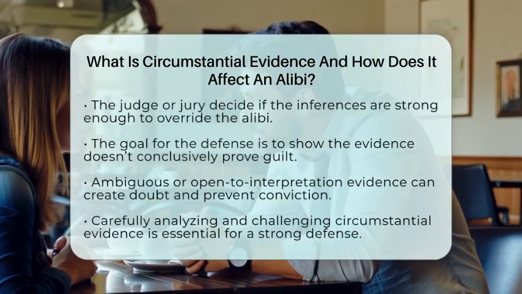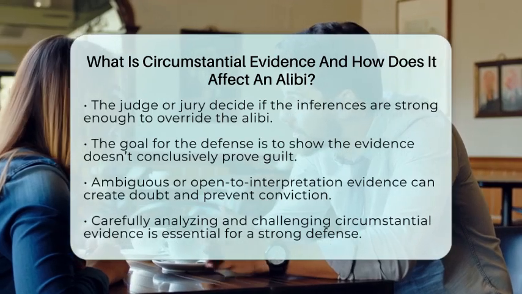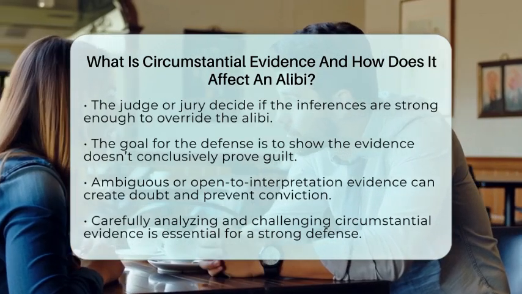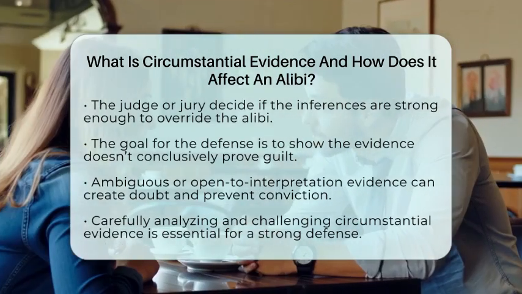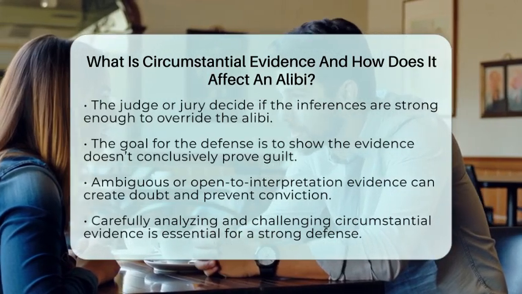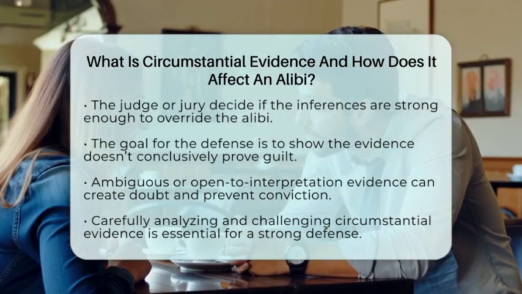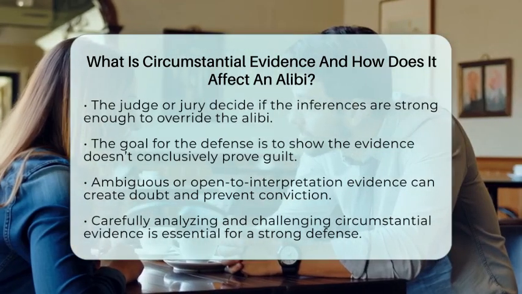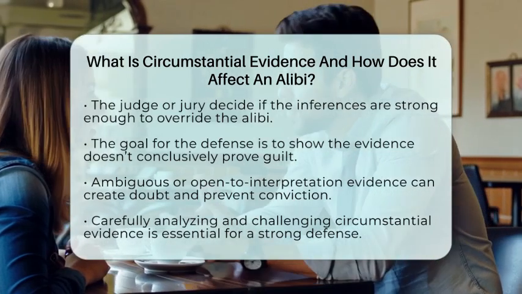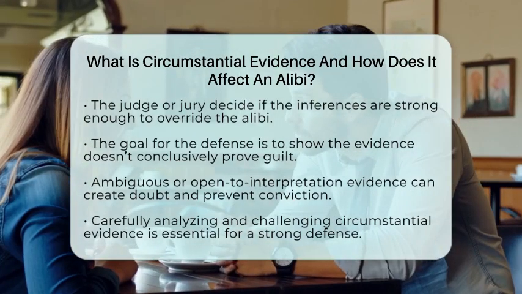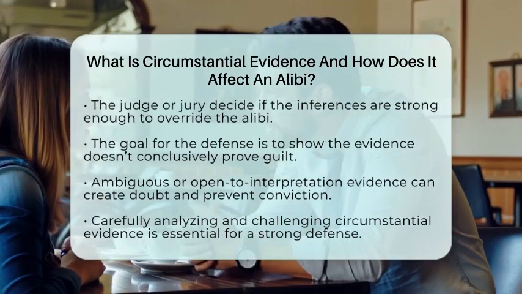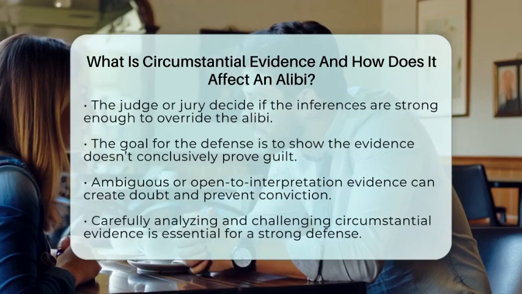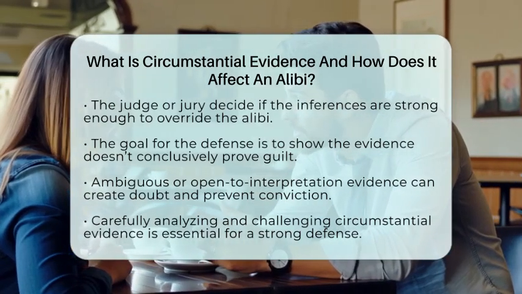Ultimately, the impact of circumstantial evidence on an alibi hinges on how convincingly it can be connected to the crime. The judge or jury will decide if the inferences drawn from the evidence are strong enough to override the defendant's claim of innocence. The goal for the defense is to show that the circumstantial evidence does not conclusively prove guilt and that the alibi remains a reasonable explanation. When the evidence is ambiguous or open to interpretation, it can create enough doubt to prevent a conviction. That's why carefully analyzing and challenging circumstantial evidence is a vital part of building a solid defense.